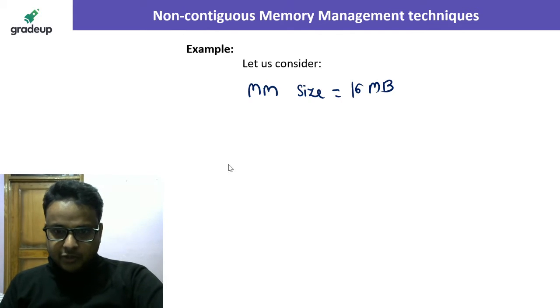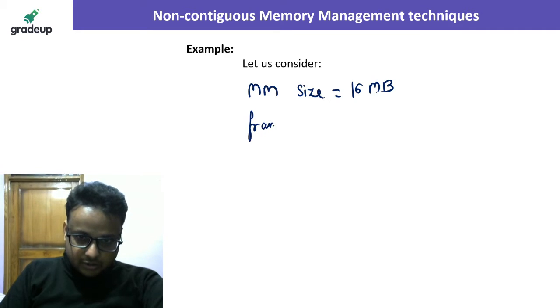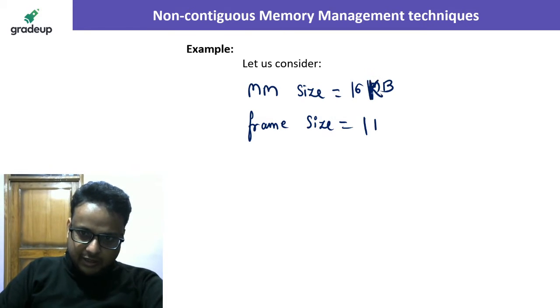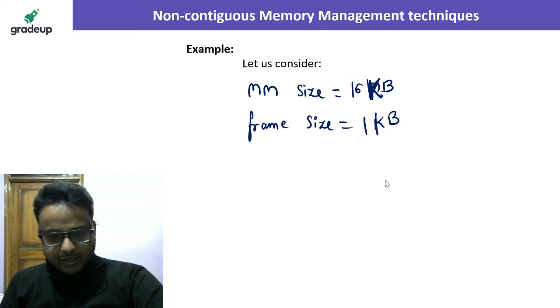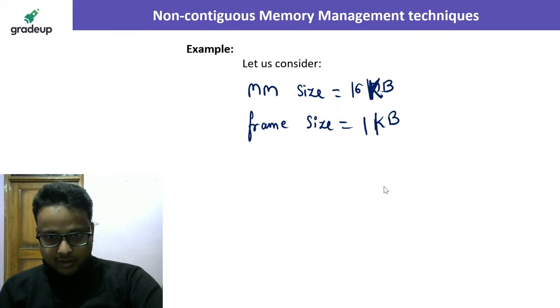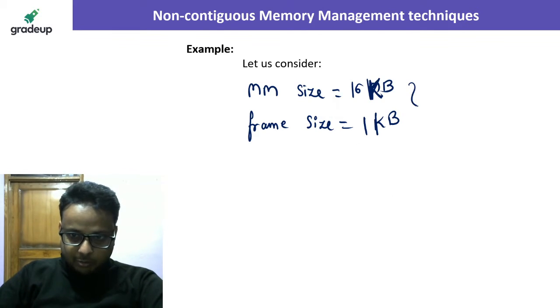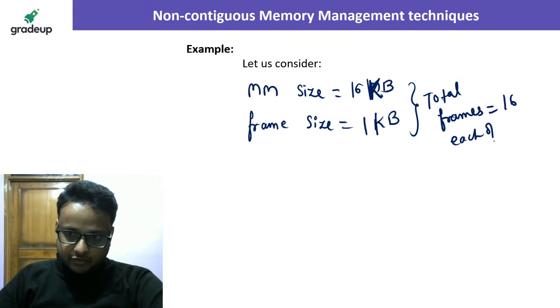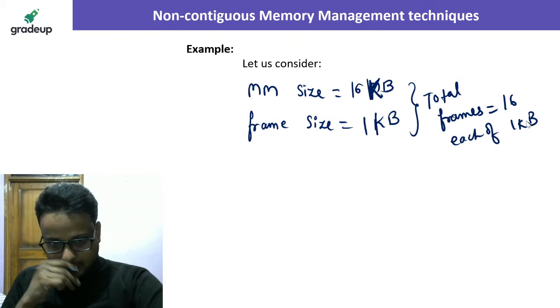So 16 MB. Now I assumed the frame size is 1 KB. Let's take KB instead of MB. So frame size is 1 KB and main memory is 16 KB. So definitely main memory will be divided. How many frames? Can you tell me based on this? Total frames will be 16, each of 1 KB size, right?